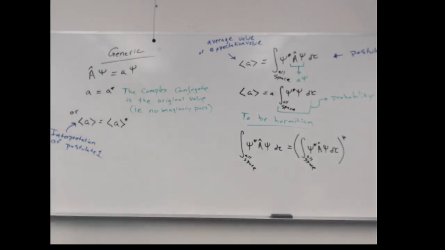Question? When you say it's complex conjugate, you just mean there's no imaginary part to it? Right. So, okay. If you remember, our wave functions could have imaginary parts. Yeah. Our operators could have imaginary parts. But our measurements and our expectation values can't have imaginary parts. So how do we guarantee that happens? We formulate the operators properly so that they are Hermitian.